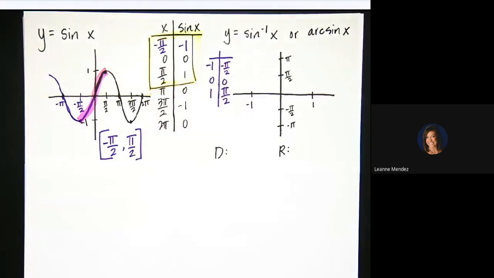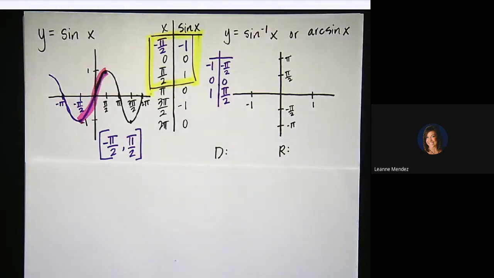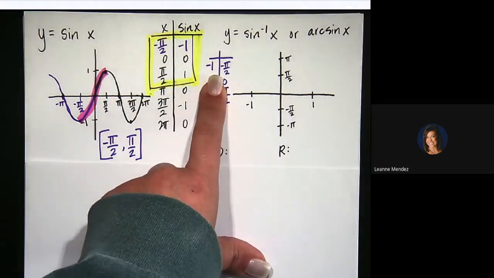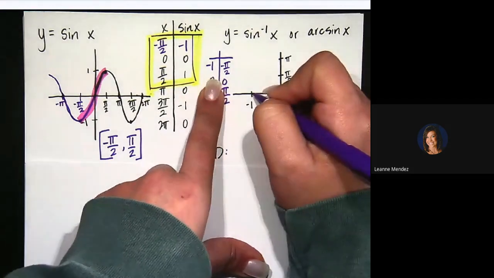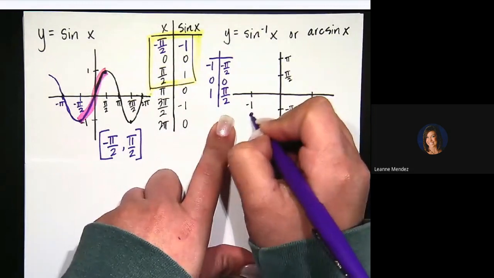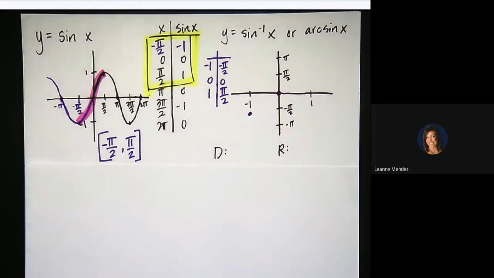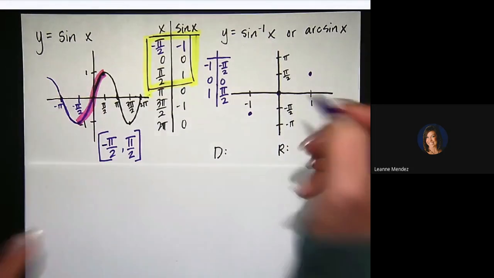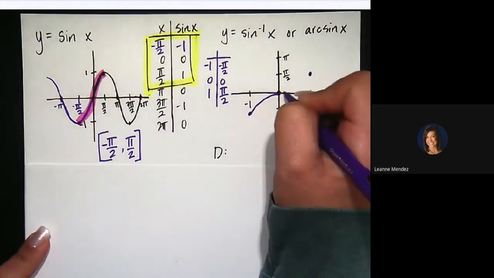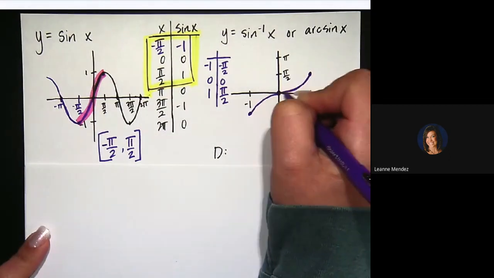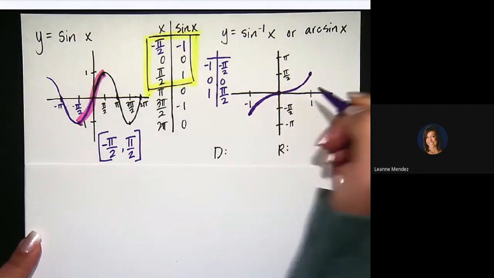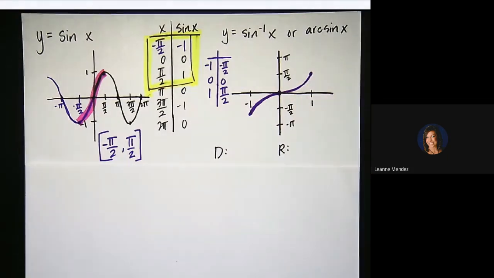So now here are my 3 new points that I'm going to graph. Negative 1 and negative pi over 2. I'm going to go here, negative 1, negative pi over 2. So I'm down here. Then 0, 0 just remains on the origin. And then pi over 2 comma 1 is right here. Again, don't just make a straight line. We've got to curve these. So this is going to go down, and then this one's going to slightly curve up. So this is my sine inverse graph.